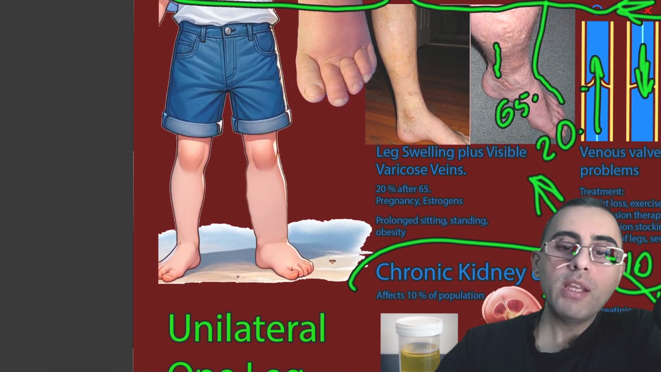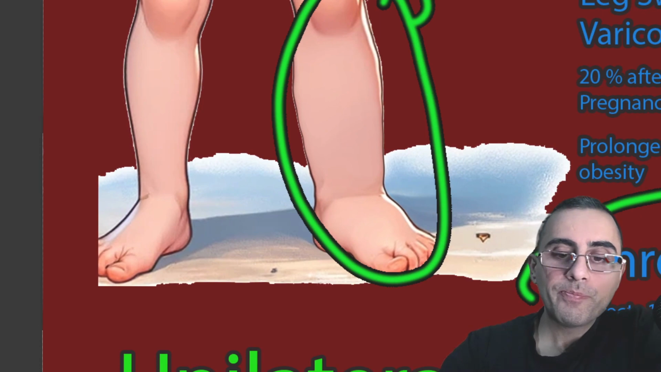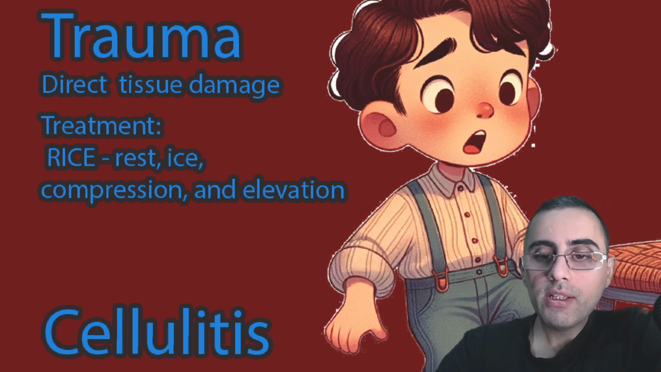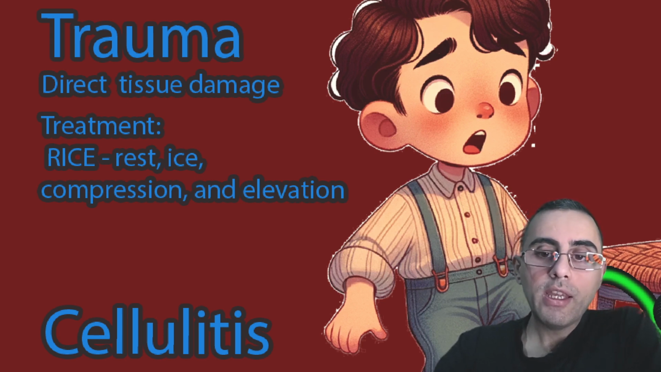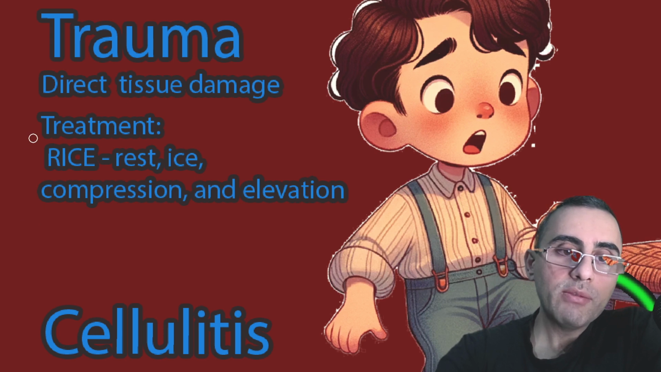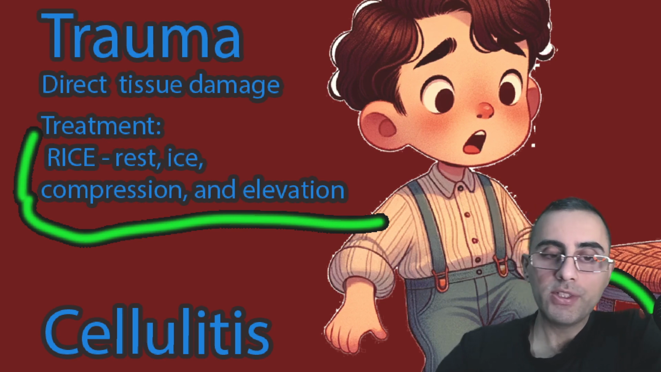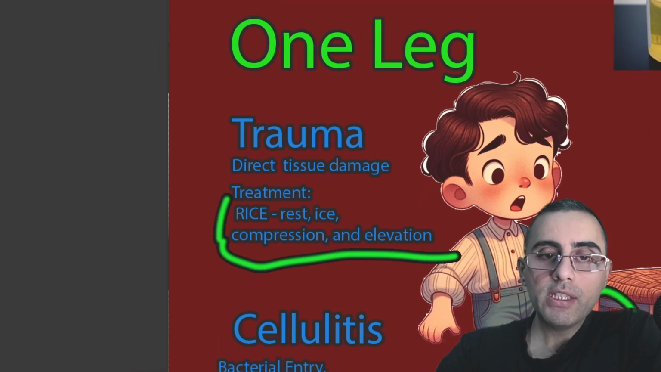Now let's talk about when we have swelling in only one leg, or unilateral leg swelling. First, what we think of when we see unilateral leg swelling is trauma. When a person bumps his foot into something, there is direct damage of tissues, and there is swelling, edema, pain and redness, and the person can remember that he got trauma, so it's easy to diagnose. Treatment is RICE, which means rest, ice, compression, and elevation. In difficult and severe cases, surgery may also be needed. So the most common cause of unilateral leg swelling is trauma.